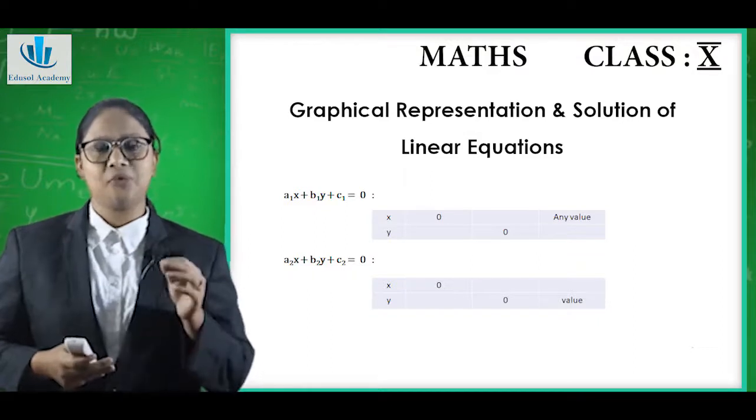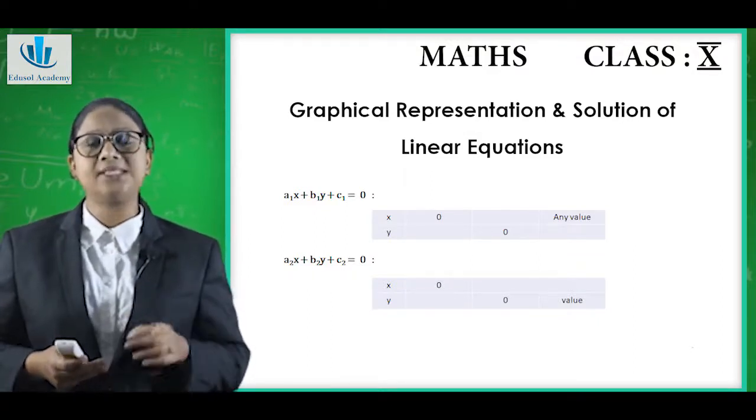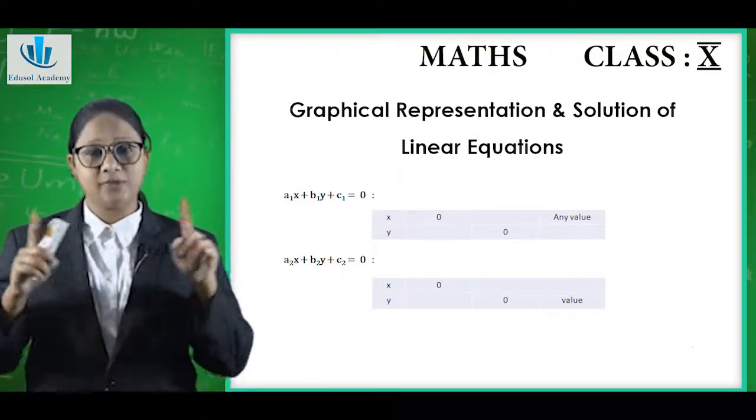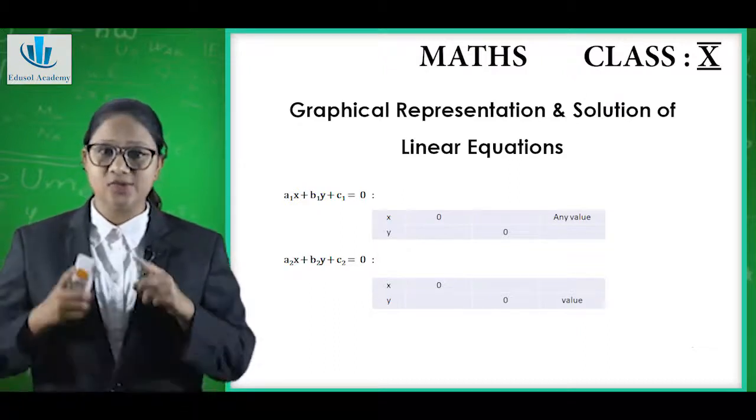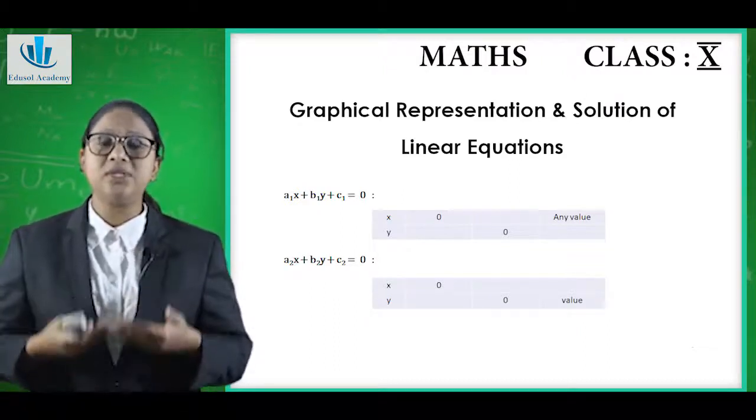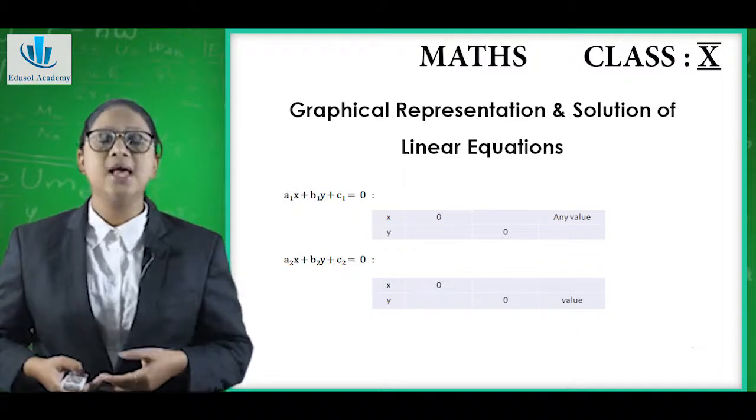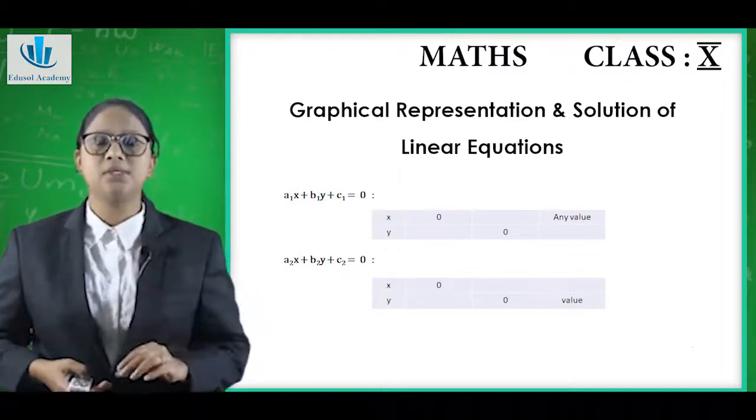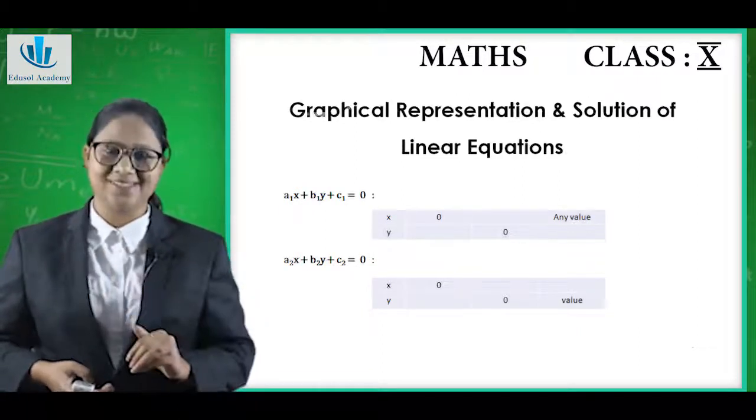as a safety measure. So for a1 x plus b1 y plus c1 is equal to 0, we have to tabulate the possible values of x and y. We have to do the same thing for the next equation. So we will get 2 tables of x and y combinations.